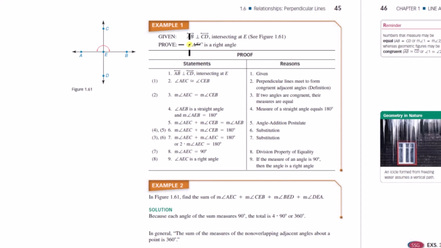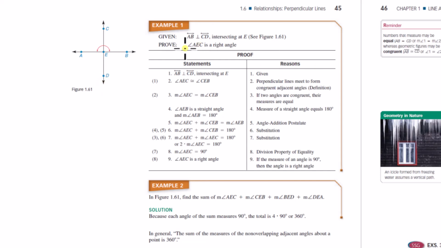Given that line AB is perpendicular to line CD, intersecting at E, so this is a definition, right? They're telling us that they're perpendicular. And so what does that mean? From a technical standpoint, what are we actually given here when they tell us that line AB is perpendicular to line CD? Well, what's the definition of perpendicular? That means that they meet to form congruent adjacent angles. So that's in essence what we're given. They're telling us that these two lines intersect and the adjacent angles that they form are congruent.